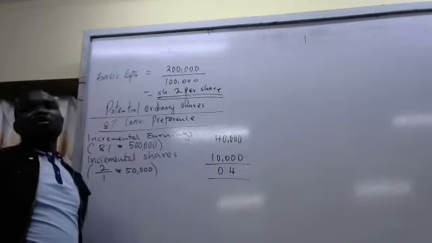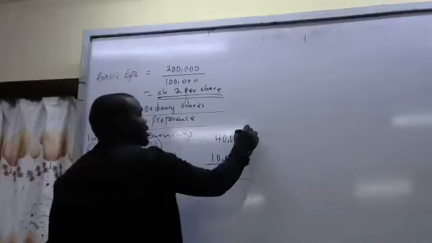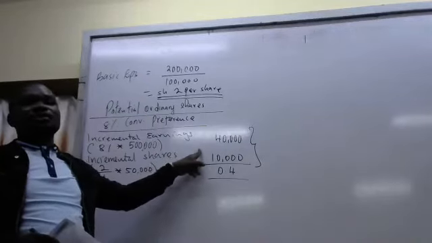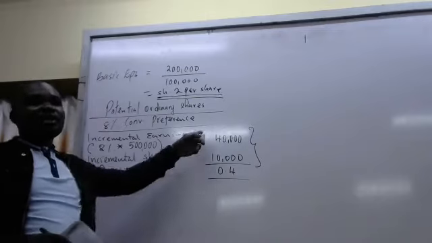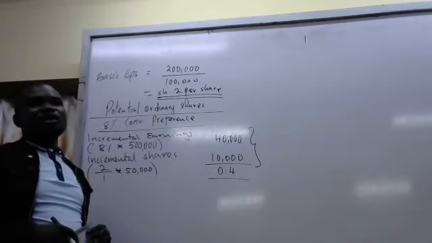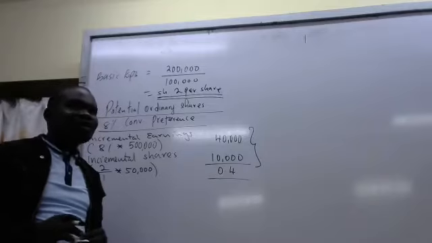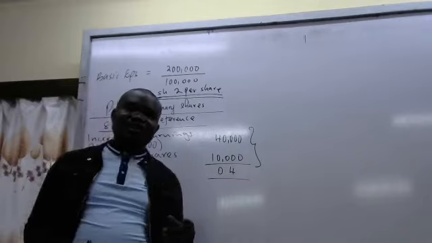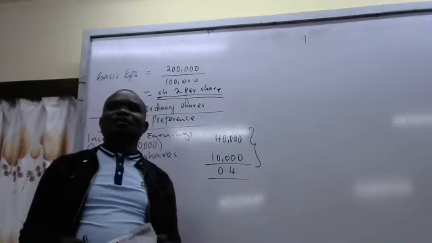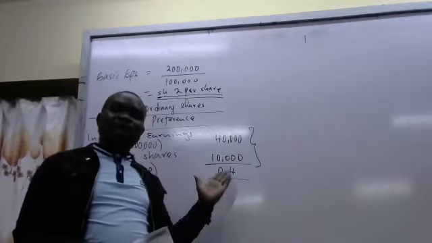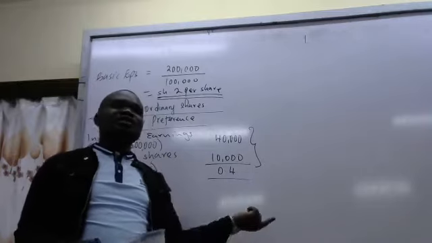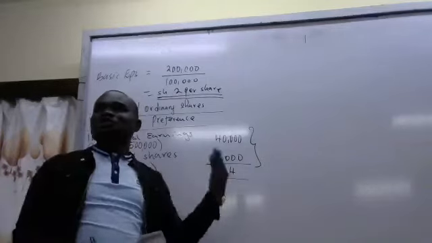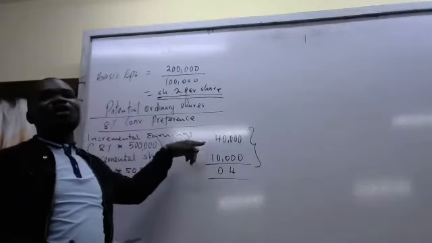0.4. So at this point, you can know whether this is dilutive or anti-dilutive based on this and this. So is this dilutive or anti-dilutive? Dilutive is one which reduces, anti-dilutive is the one which increases. So it's just a matter of numerator and denominator. Which one will increase, which one will decrease? Will this one increase EPS or decrease EPS?